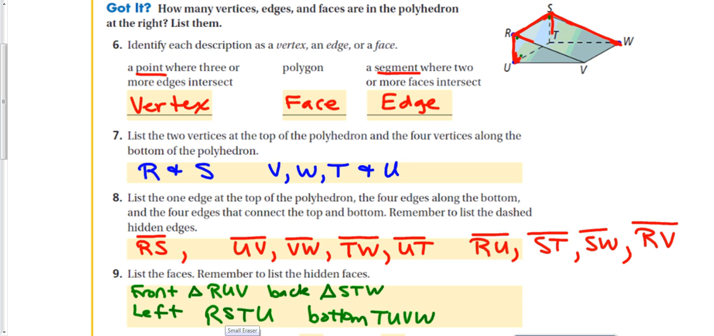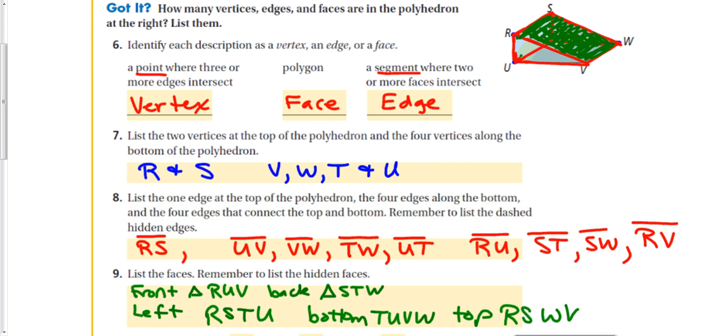And the last one that I need to do, the faces are hard because you have to keep erasing them. I've done the bottom, which means I'm missing the top, which is this face right here. This one's the top. And that's RSWV. So these are all of the faces that we have.